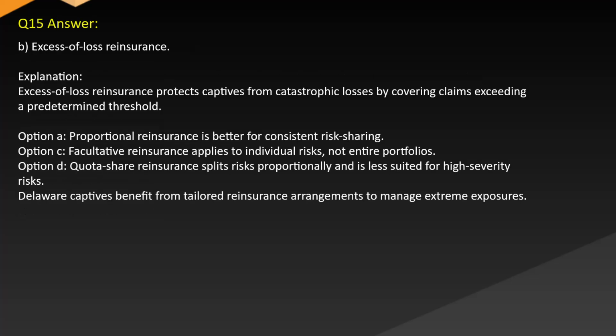Answer. B. Excess loss reinsurance. Explanation. Excess loss reinsurance protects captives from catastrophic losses by covering claims exceeding a predetermined threshold. Option A. Proportional reinsurance is better for consistent risk sharing. Option C. Facultative reinsurance applies to individual risks, not entire portfolios. Option D. Quota share reinsurance splits risks proportionally and is less suited for high-severity risks. Delaware captives benefit from tailored reinsurance arrangements to manage extreme exposures.